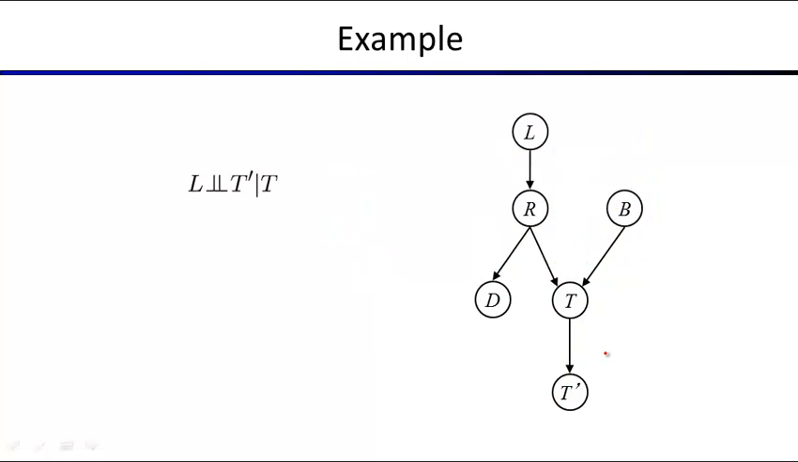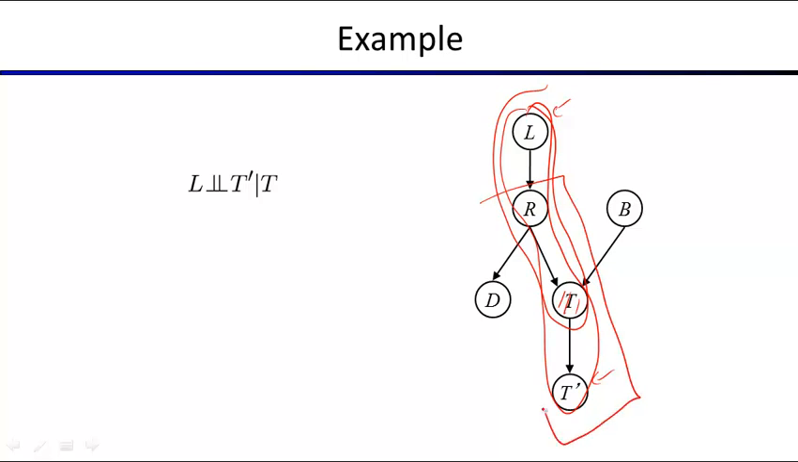Here's a bigger one. Is L independent of T prime given T? Yes or not guaranteed? Now here's some yeses. Let's see if that's true. The only path is this path over here. There are two triples along that path. This is the first triple, and then this is the second triple.